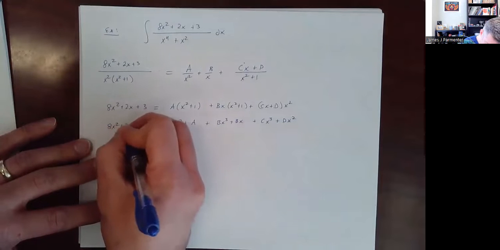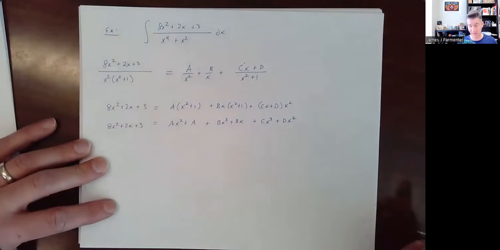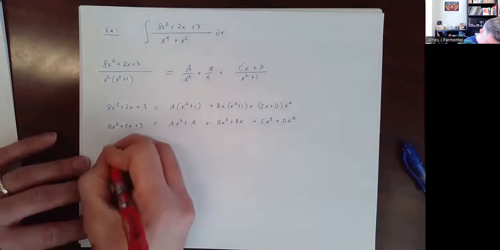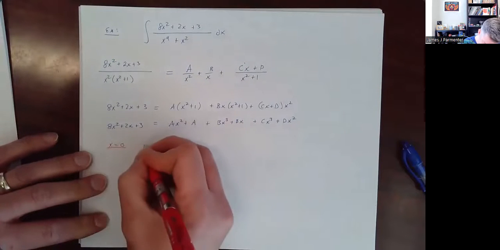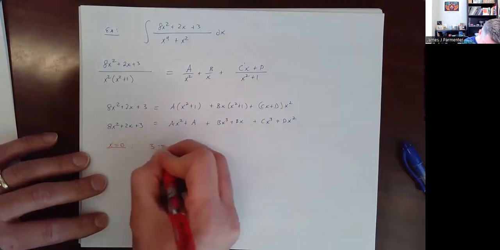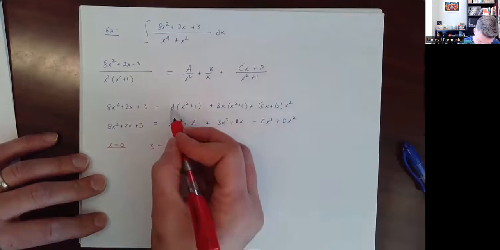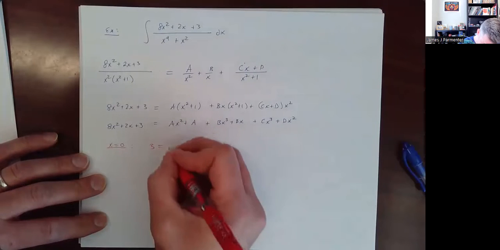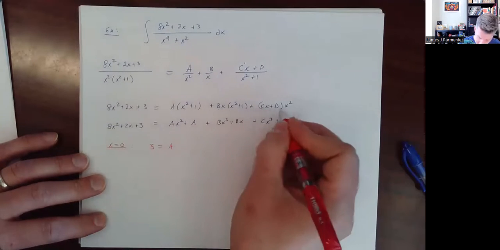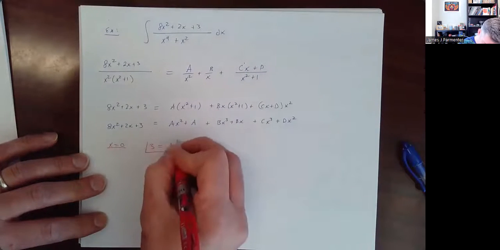Either way, I only have one nice value of x here. I only have x equals 0. If I plug in x equals 0, I get 3 on the left, and then I would get a times 1 plus b times 0 plus c times 0. So a equals 3. Great.